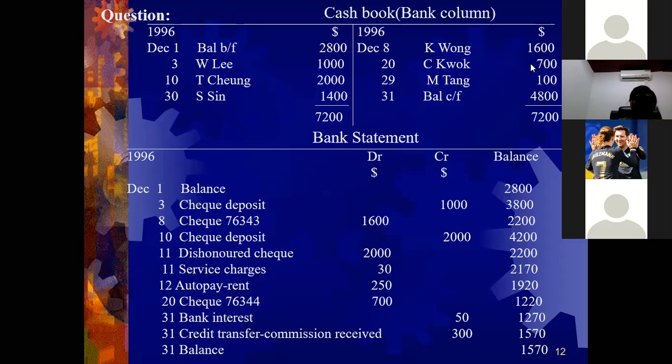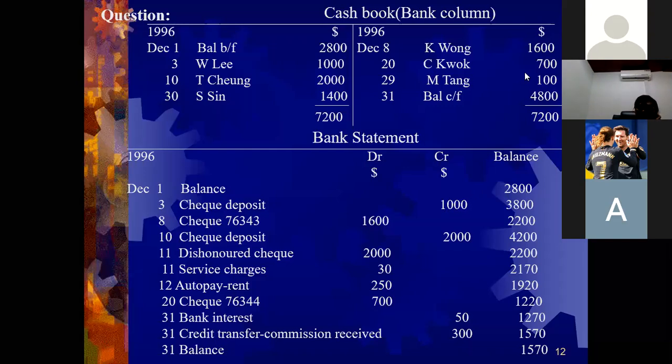Service charge is a debit here, should be credit at the bank. Do we have it there? No. Okay. Auto pay rent, 250. Do we have it? No. Where should auto pay rent be in the cash book? Standing order, yeah. Is it debit or credit? Credit side.